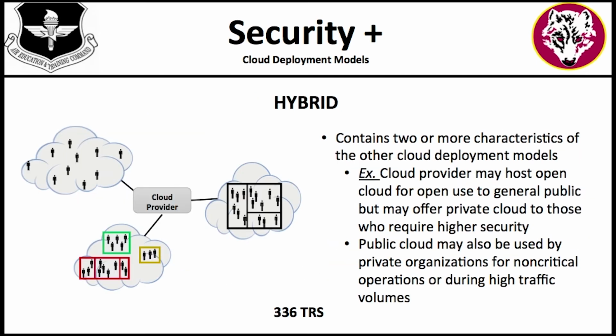The last cloud deployment model we'll be covering is the hybrid deployment model. It contains 2 or more characteristics of the other cloud deployment models that we've discussed in previous slides. Many service providers would fall under the hybrid cloud deployment model because most of them offer both private and public cloud services. Also, the cloud can be configured so that private organizations can mainly use a private cloud, but some public cloud service to save unclassified information or to share data with other organizations.